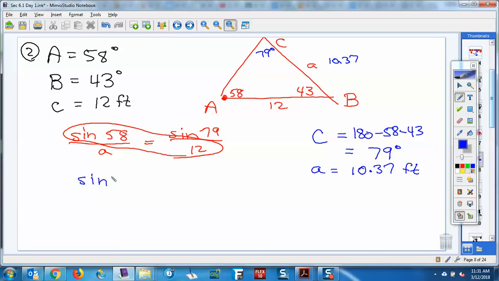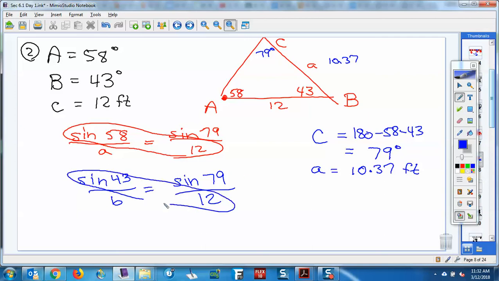So now sine of 43 over B would equal sine 79 over 12. Again, not wanting to use the 10.37, just don't want to use anything that's been rounded. Yeah, you can, but you probably better type in 5 or 6 decimal places if you really want to be accurate. Because if you're off in your final answer, and it's because you used a rounded value, you may lose more. I mean that's how the calculus stuff is graded for sure.